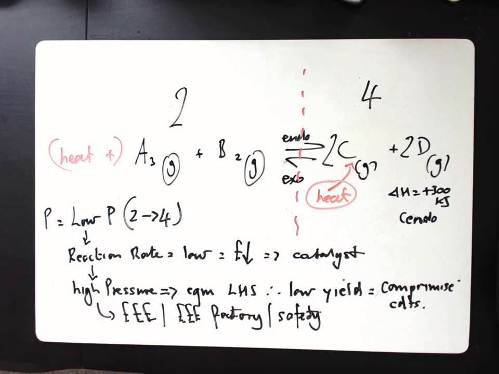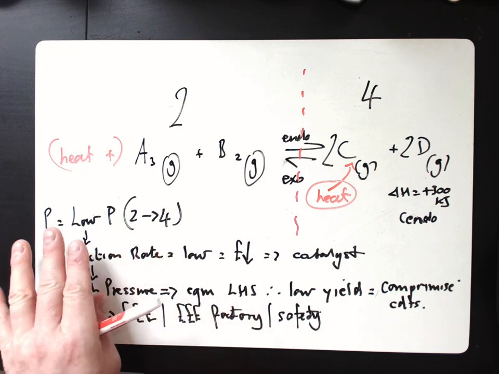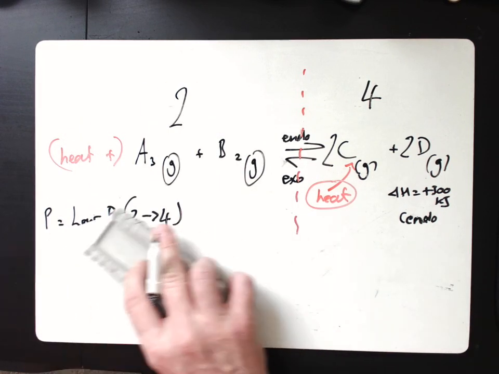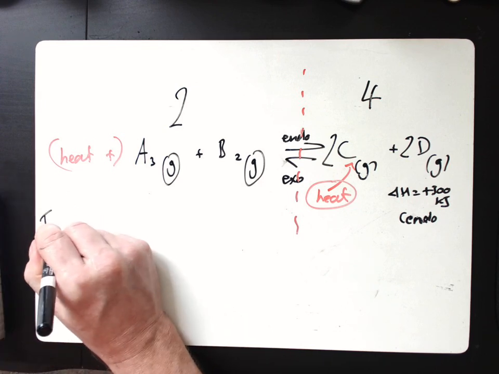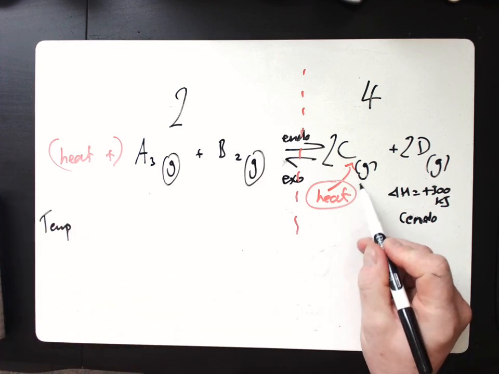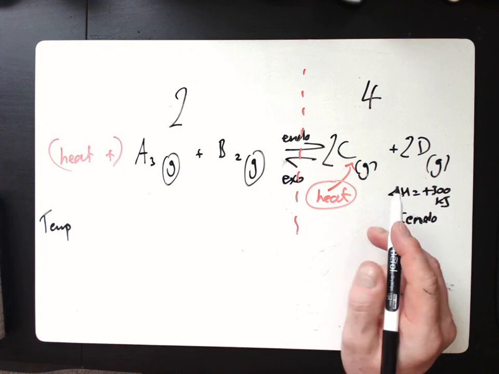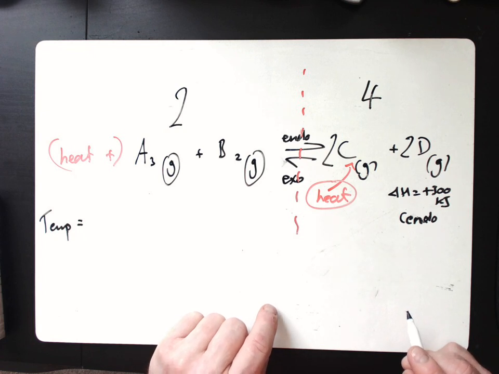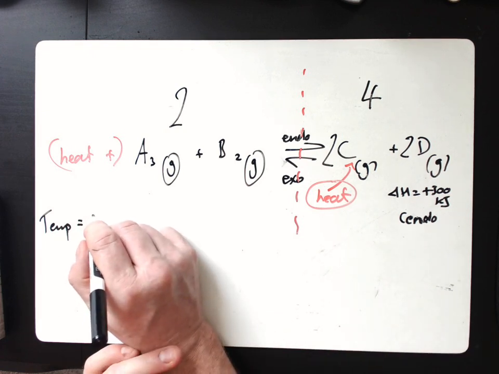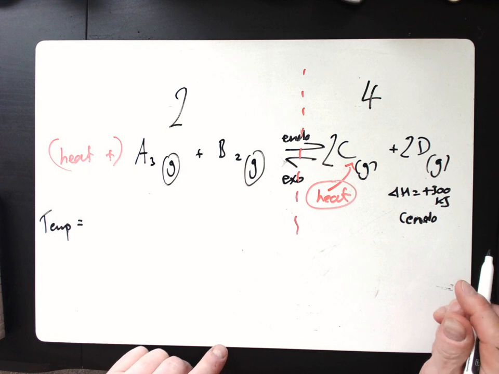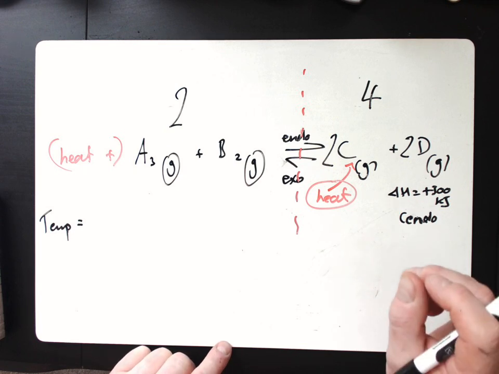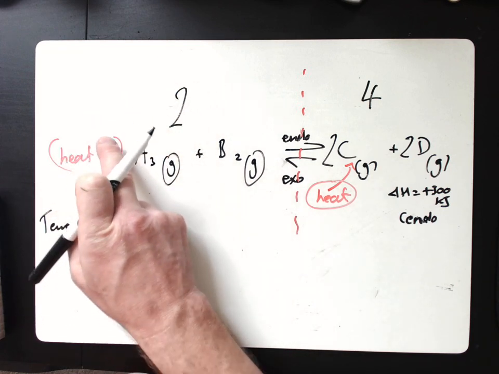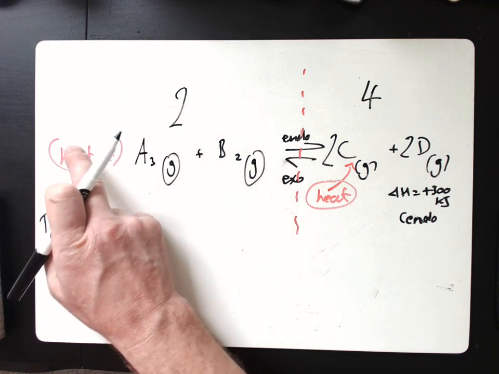So for this one, just to get yield, ignoring rate, we're looking at low pressure because we go from 2 up to 4 moles. Let's look at the temperature we would use here. So we have an endothermic reaction. If we run this at a low temperature, the equilibrium will try to produce heat. The only way it can produce heat is moving this way, because this is the exothermic reaction which produces heat.